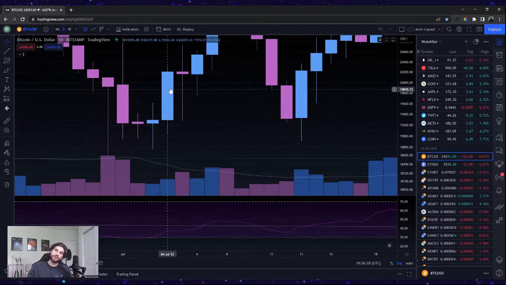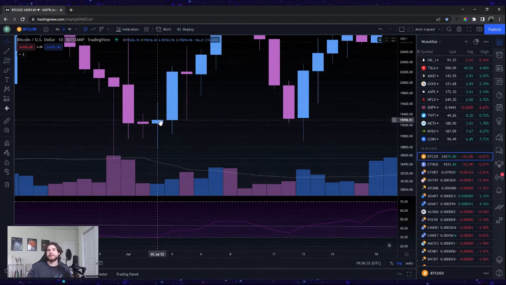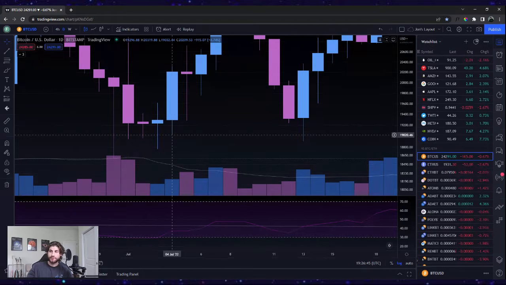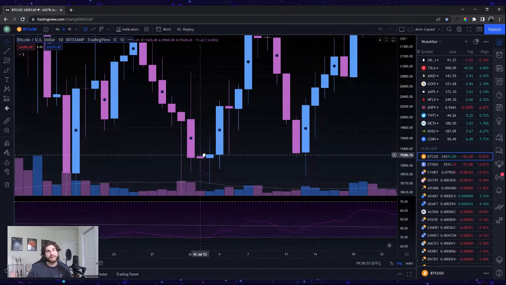And then you see a larger blue bodied candle right here, right? Same concepts. The candle from the day prior closed at 19,296, which is where the July 4th candle opened at. And even though it occupied a price as low as $19,020, it closed its day all the way up at 20,210.